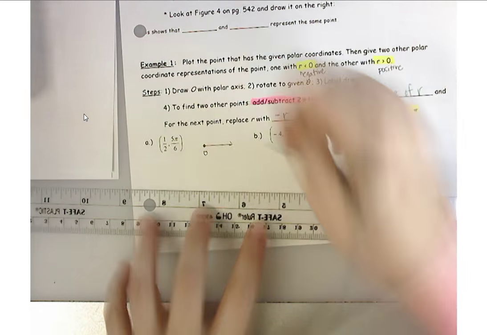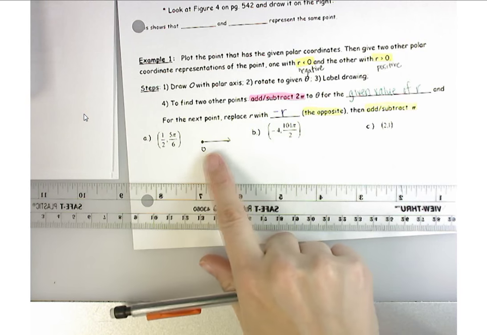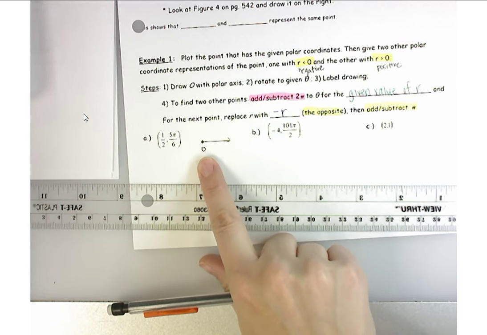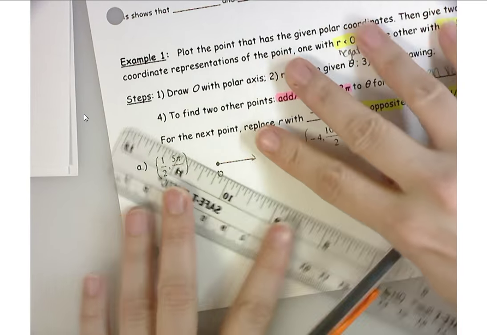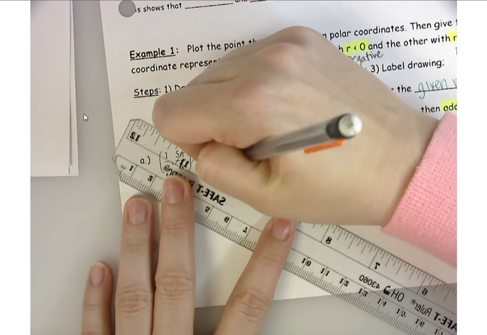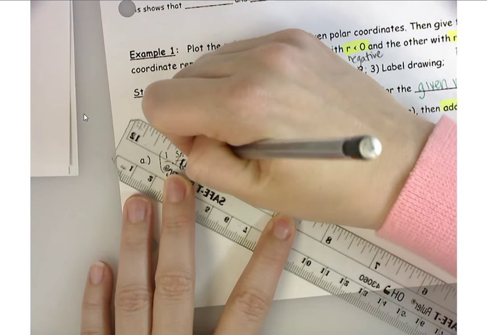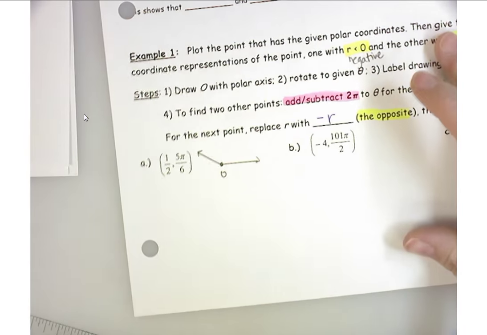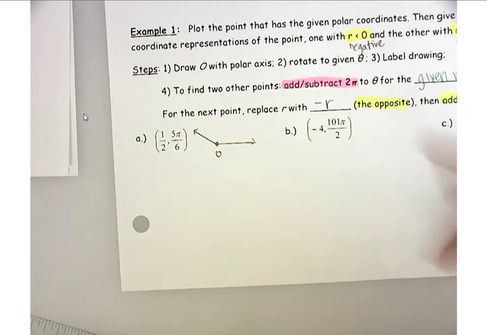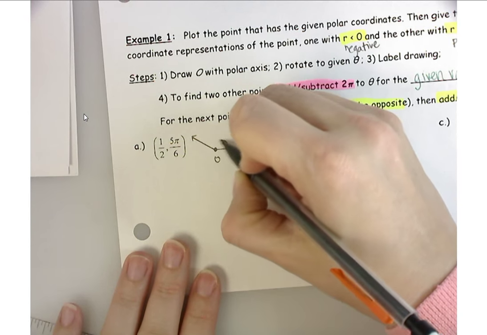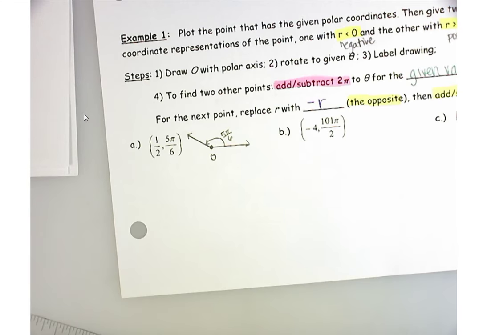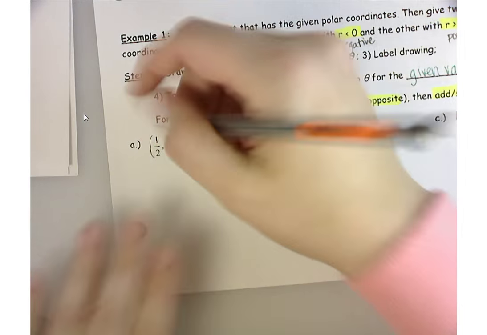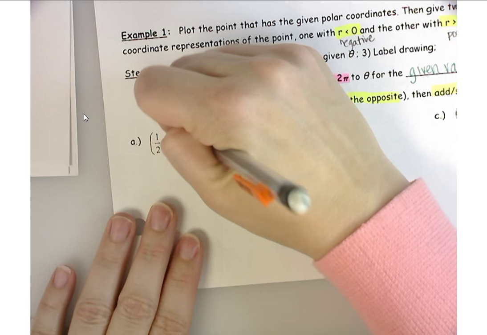So what I've done is step 1. I drew my polar axis with the origin. Now it says to rotate to the given value of theta. So I'm going to estimate where that is, approximately 30 degrees up from a straight line. Then I'm going to label this as 5 pi over 6, and now I have to label my point P, which would be right here.